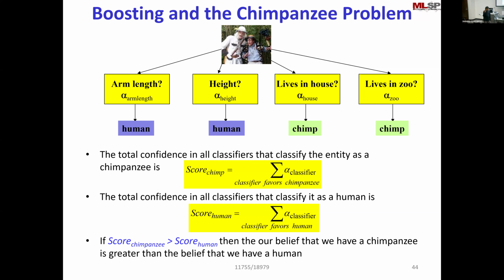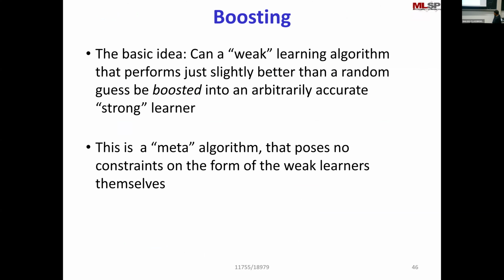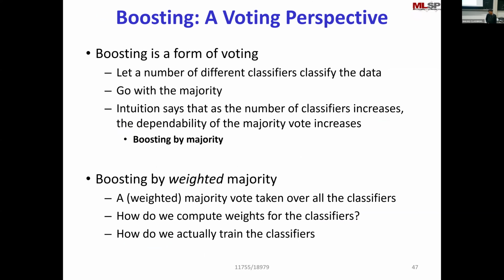So this was a very simple weighted majority classifier, but what it's doing is boosting the simple classifiers. It's using other classifiers to boost the outcomes. Each of the classifiers is very simple. So the basic idea is that a weak learning algorithm that performs just slightly better than random can be boosted into an arbitrarily accurate, strong learner. And so this is a meta algorithm that poses no constraints on the form of the weak learner itself. Okay, any questions? No.